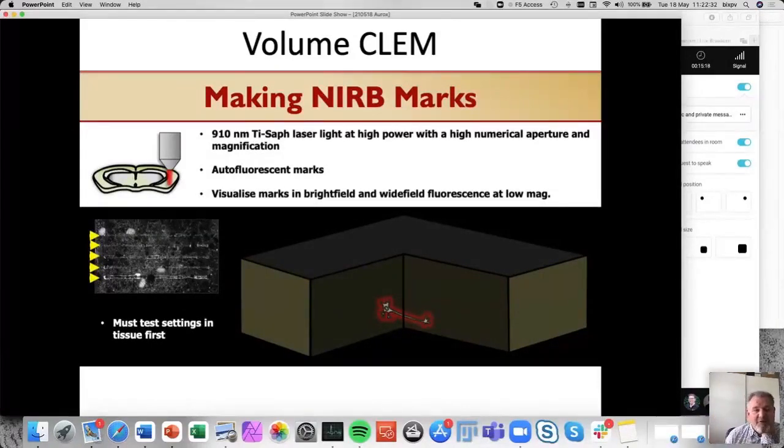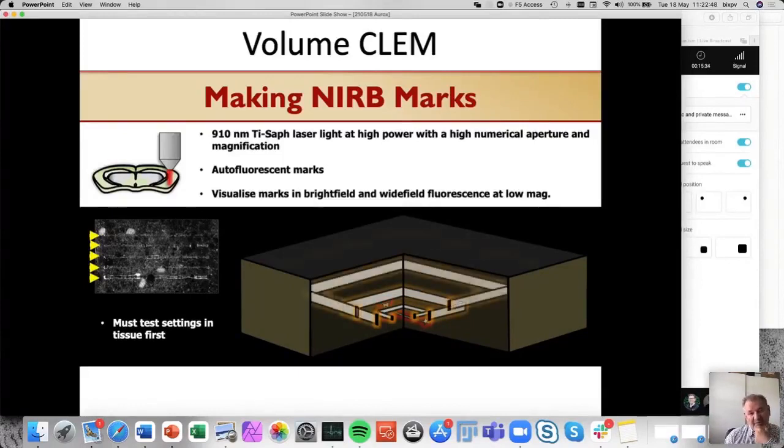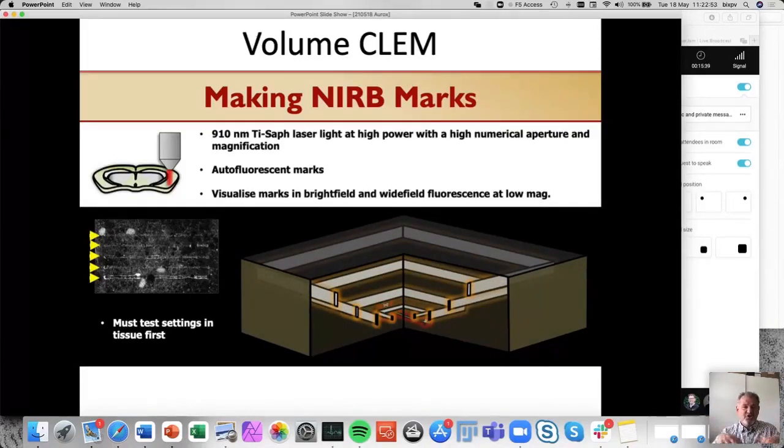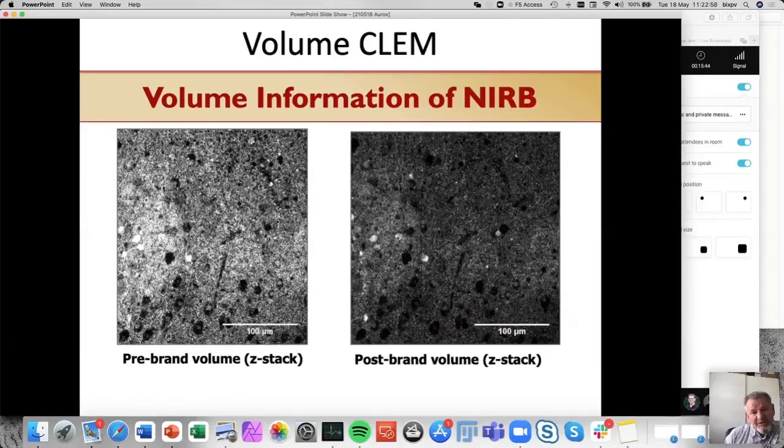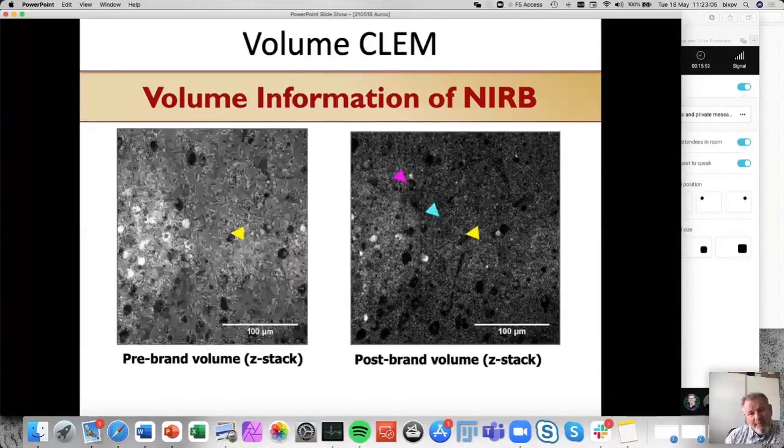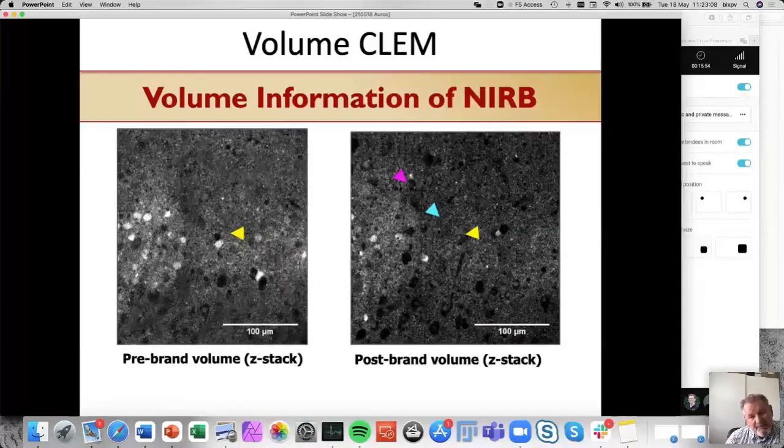So what we're going to use is the power of one of the lasers for a multiphoton system, and we're going to burn marks around the neuron of interest. And slowly what we're going to do is we're going to make more brands, but we're going to increase them in size. And so we build a pyramid. And now this pyramid really guides us to our neuron of interest. And so when we do that, this is our neuron of interest. And we're going to slowly burn our marks in there.